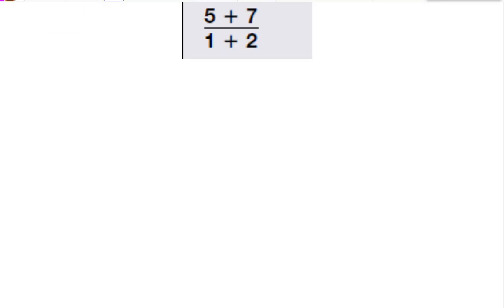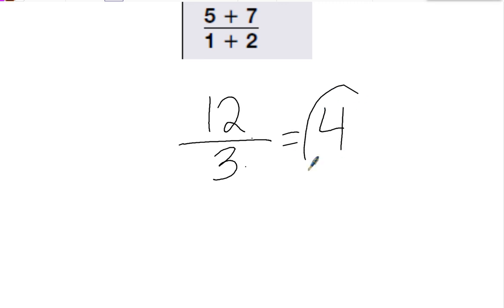On this problem, I have both addition and division. When you have a problem written like this, you're going to do the problems on the top and on the bottom first before dividing. It's kind of like having parentheses. So I'm going to start with doing the 5 plus 7 and the 1 plus 2. So 5 plus 7 is 12, and then I keep my division bar. 1 plus 2 is 3. So my problem is 12 divided by 3. Well, 12 divided by 3 equals 4. So my answer is 4.